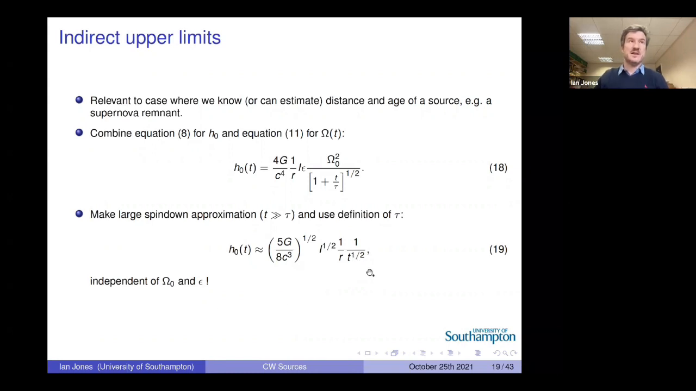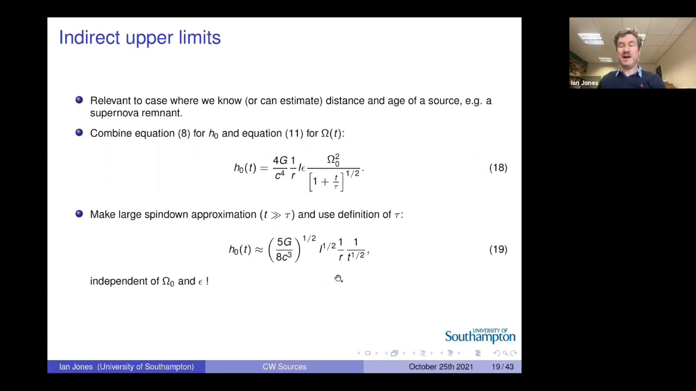So this doesn't depend on how rapidly the star was spinning at birth. But bear in mind, though, it has to have been one spinning fast enough for this assumption of it having spun down a lot to apply. And epsilon has dropped out, which is perhaps even more surprising. So this is independent of the ellipticity. It's as if we don't really care what the ellipticity was, because bigger ellipticity buys you a stronger gravitational wave emission, but it makes the star spin down more. And that's the cancellation that's going on here, and why the ellipticity has dropped out.